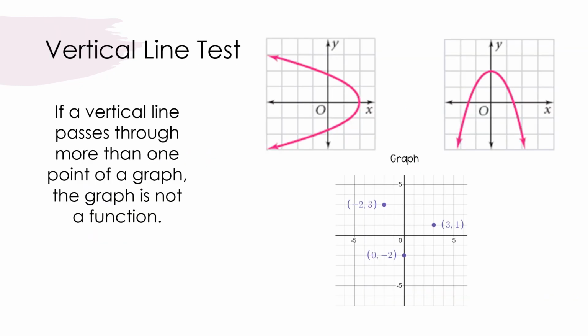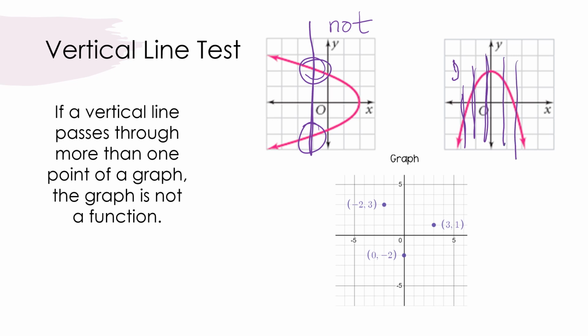Lastly, if we have a graph, we can use a vertical line test to see if it's a function. If a vertical line passes through more than one point of a graph, the graph isn't a function. If I were to draw a vertical line through this, we notice that it intersects our graph both here and here. So this is not a function. I want you to think about why that is, and we'll discuss it more in class tomorrow. On this one, if I take a vertical line and keep drawing it through, it will only intersect our graph in one place at a time. So this is a function.